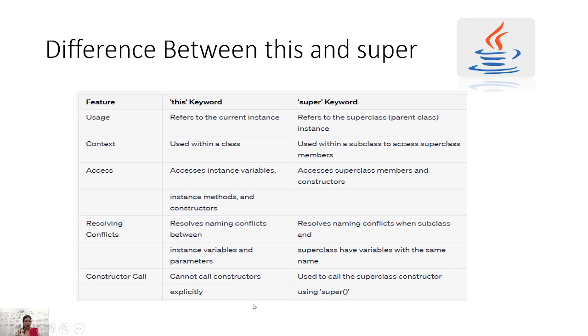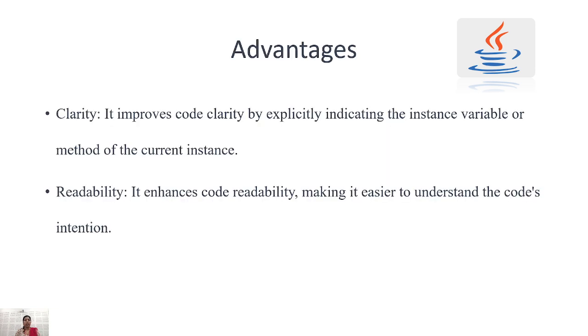So how will you call the constructor from this? No, you cannot call the constructor explicitly. But by using the superclass, you can call the explicit superclass constructor by using the super keyword. Okay. What are the advantages of this keyword?